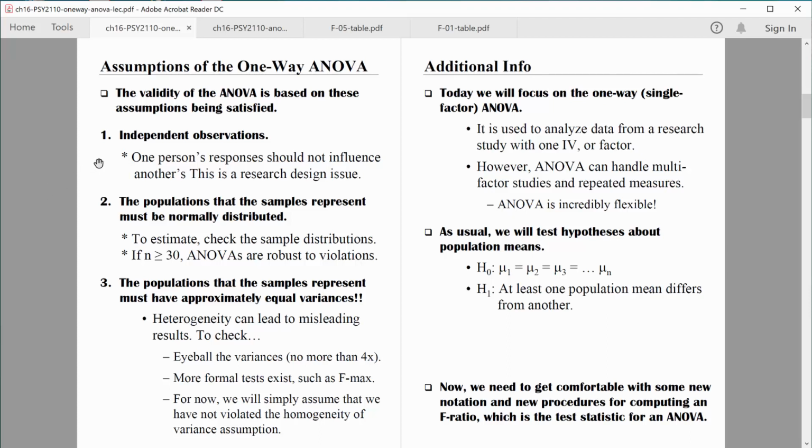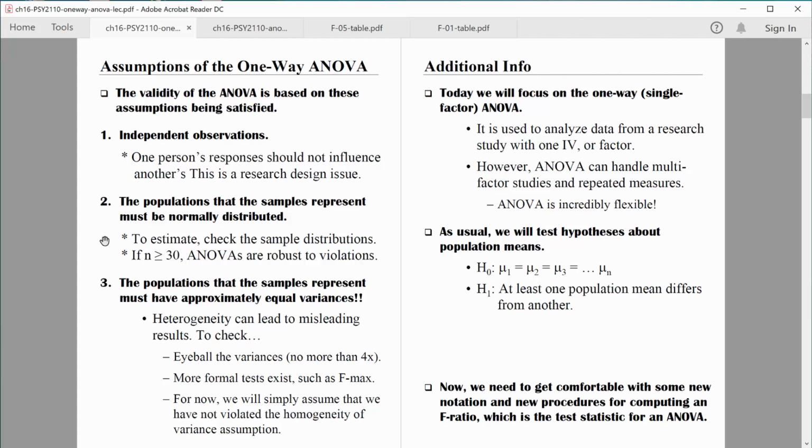The first assumption is independent observations, and that means one person's responses should not influence another person's responses. So when I collect data from someone, I want to get their true measurement, not their measurement influenced by someone else's measurement. And remember, that's mostly a research design issue, because if I collect data from people privately, from people who are not being influenced directly by others, then the information that I get should be independent.